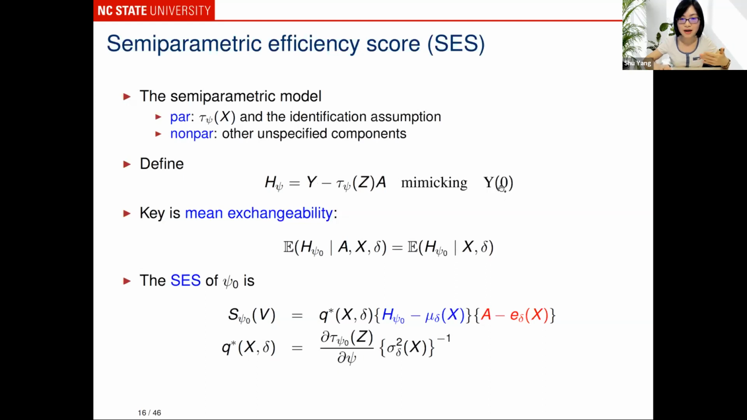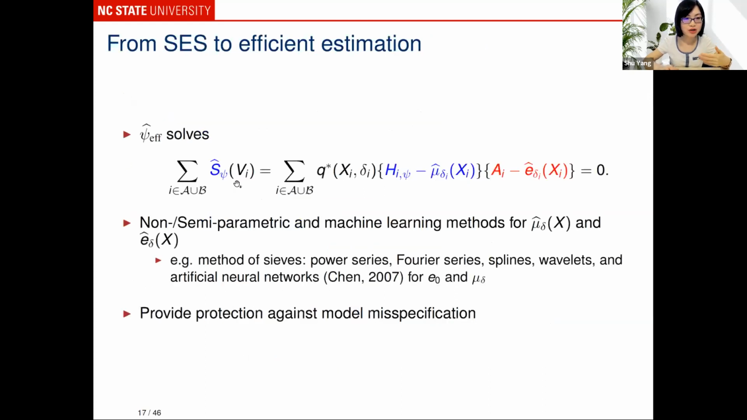Because we know that under the idealistic assumption, Y0 and A are conditionally independent given X and delta, this H actually inherits that property in the mean sense: we can show that we have mean exchangeability of H and A given X and delta. Using this result, we can easily verify that the semiparametric efficient score has mean 0. So we take the efficient score, construct the empirical version of it based on the combined data, and solve for psi. That becomes our efficient estimator.